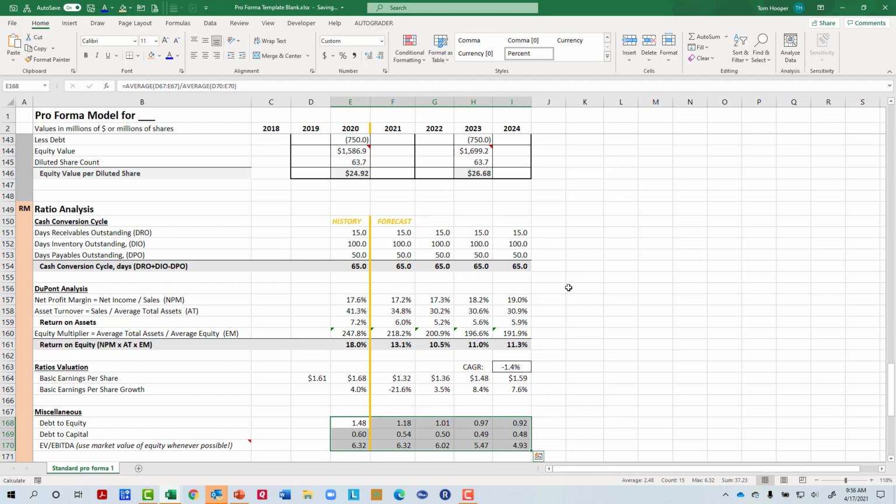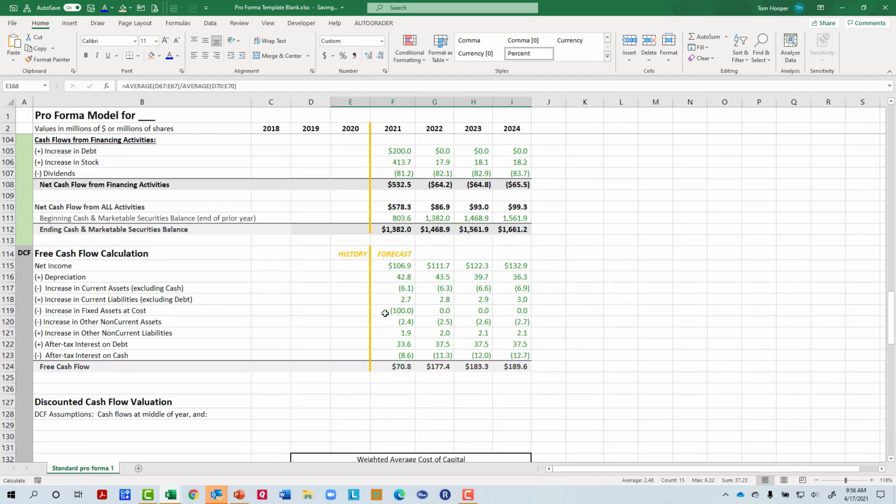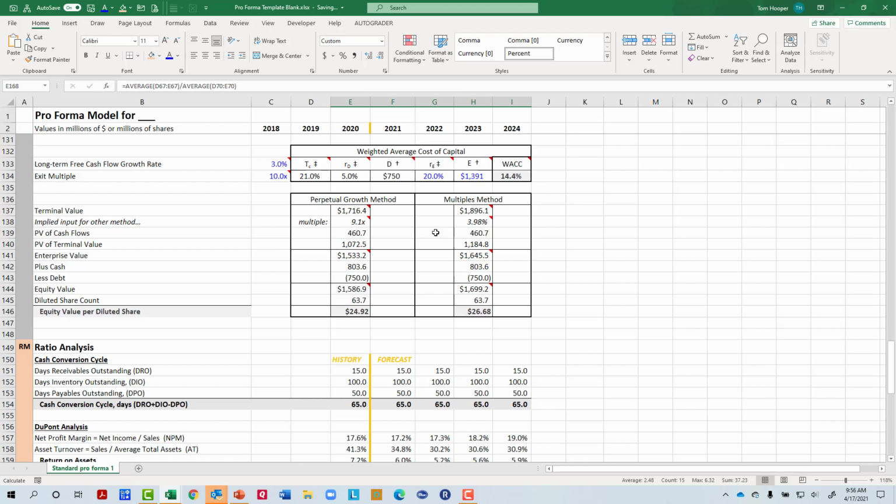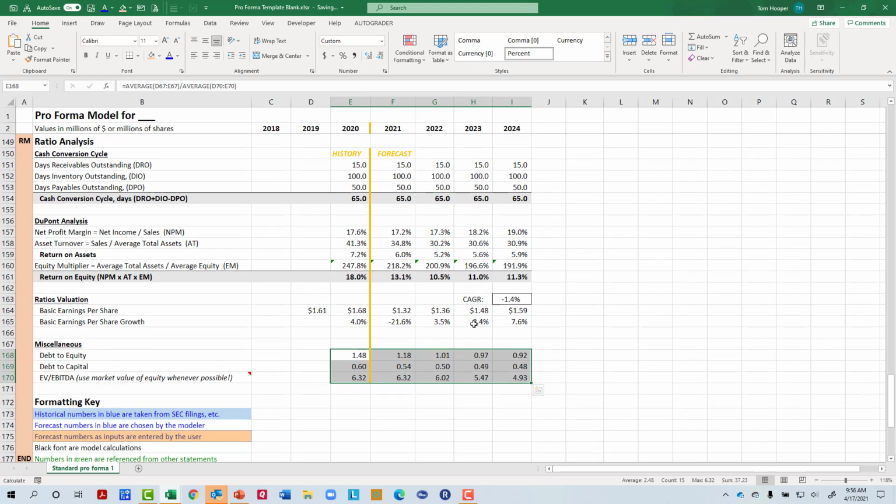We have now calculated the free cash flow, discounted it, adjusted it for just the equity value, divided it by the share count to get our stock price forecast, our equity value per share. And then we looked at some important ratios and some common valuation ratios.